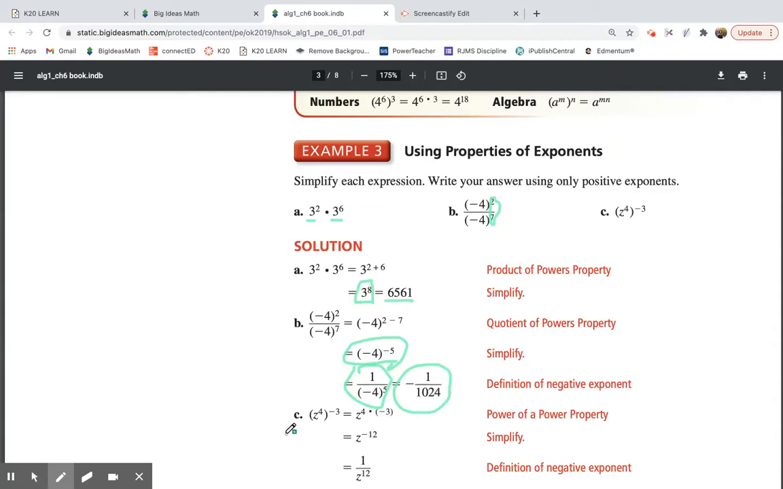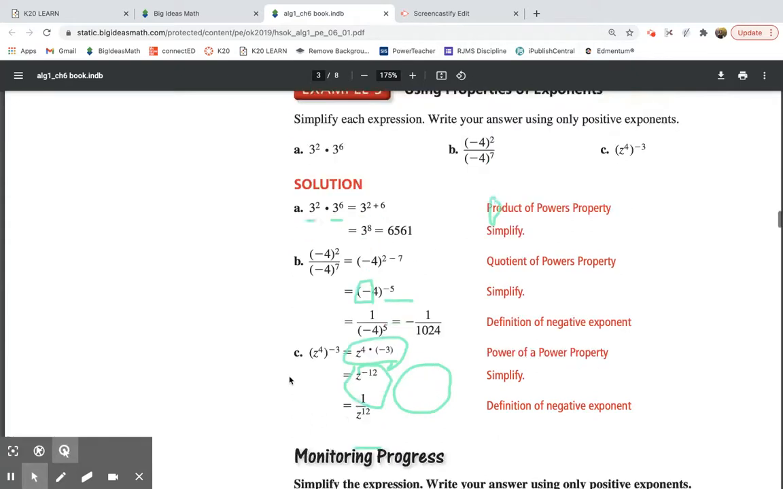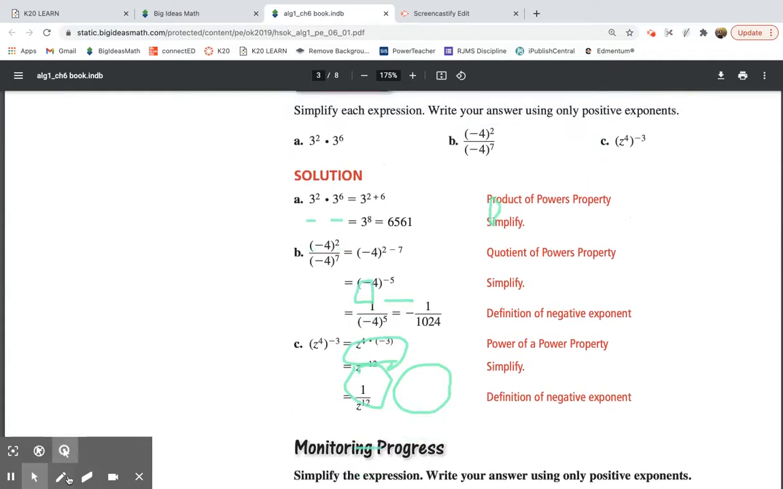Okay, example C. z to the fourth power, all raised to the negative third power. Since we have a power raised to another power, we multiply. 4 times negative 3 is negative 12, so I have z to the negative 12th power. And we can't have that. We have to have a positive exponent.